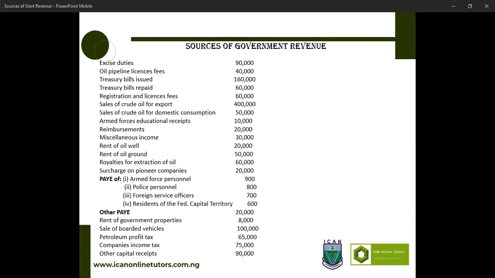Sales of crude oil for export. CRF. Sales of crude oil for domestic. Federation. Armed Forces educational receipts. CRF. All right. Reimbursement. CRF income. CRF. Revenue. Miscellaneous income. CRF. Revenue. CRF.